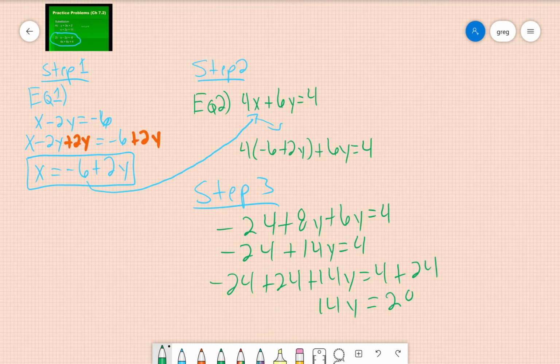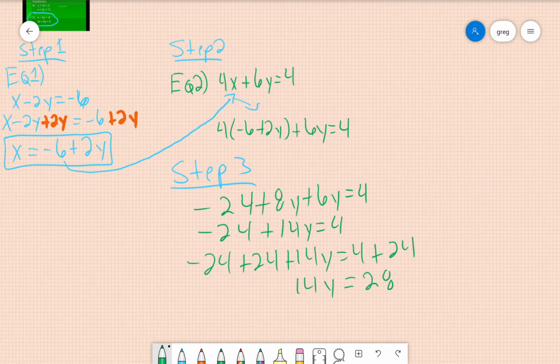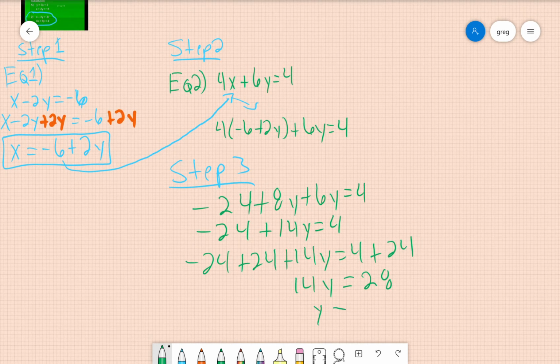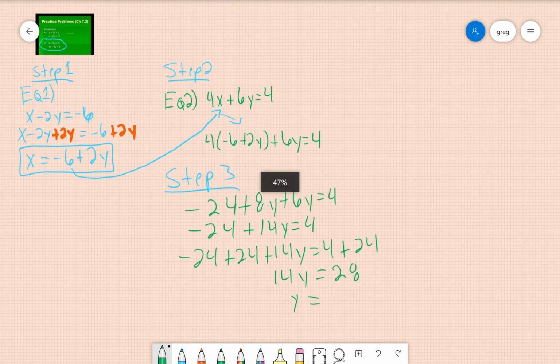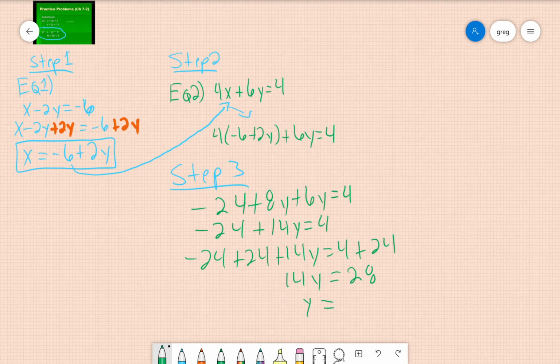So now right side, what do you get? 28. Last step, what do I do? You divide by 14. Into what? 28. Both sides. Just tell me both sides. And now what's the solution for y? 2. Put a box around that.